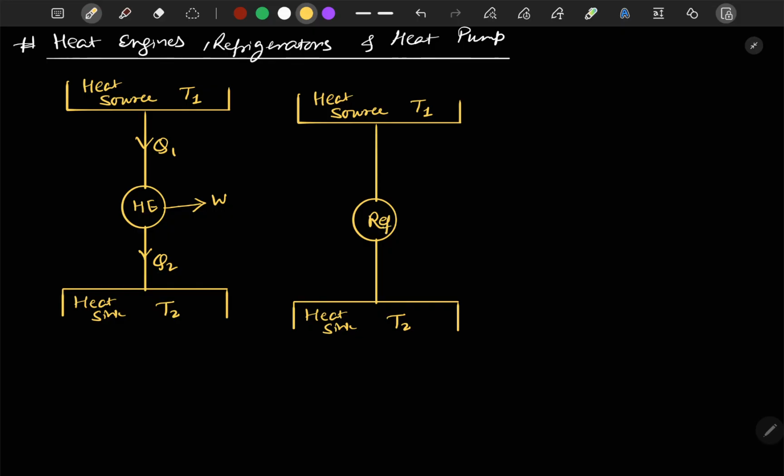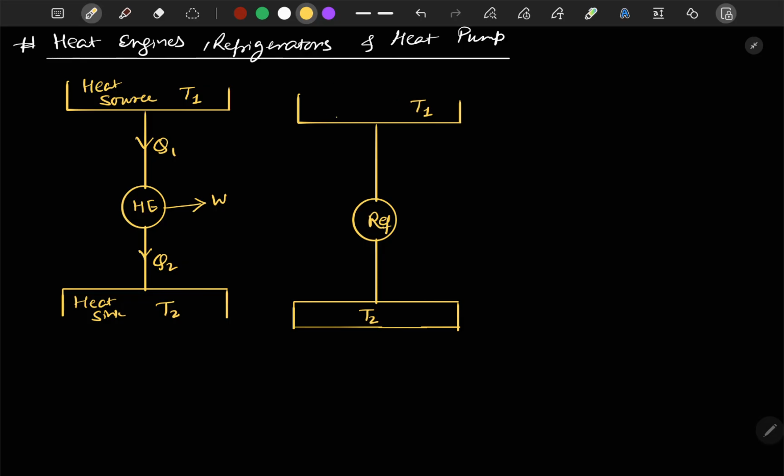If we talk about refrigeration, in this case this isn't the heat source now, this isn't the heat sink. They are just two reservoirs. And this T2 we are talking about will actually be a closed space. In this closed space we will be performing our refrigeration. In this closed space we require a particular constant temperature.